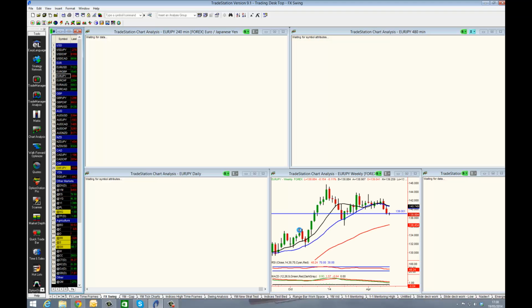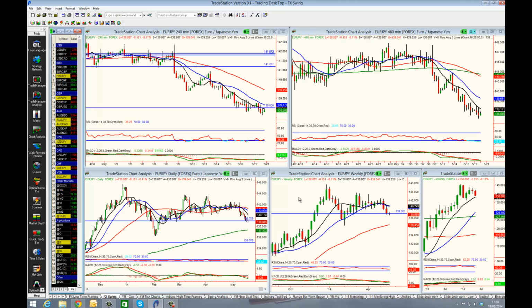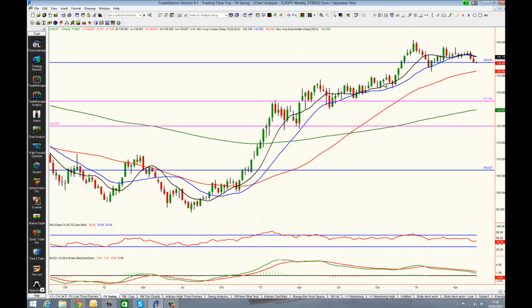If we take a look at Euro Yen, on the weekly chart, it's just sort of rolled over. We've put a lower high in here. We're just starting to roll over. If we break through here, we've now got a lower high again. We're starting to roll over. This level is 139.00.